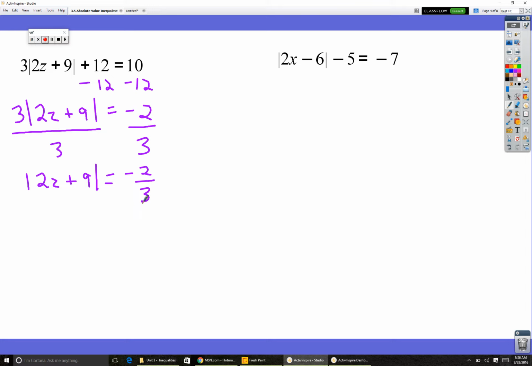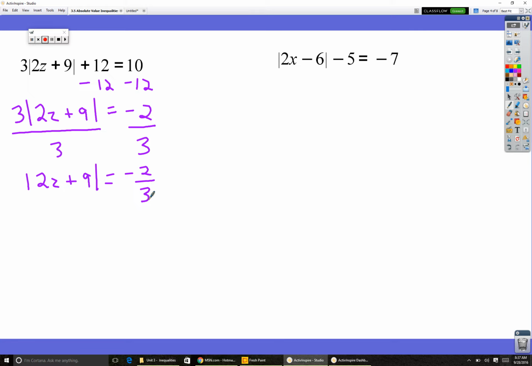Now I want you to think for a minute. We could write this as 2 different equations, but we have a little bit of a problem here. We have an absolute value over here on the left, and then we have a negative number over here on the right. Does anyone see a problem with that? Athena? Absolute values can't be negative.